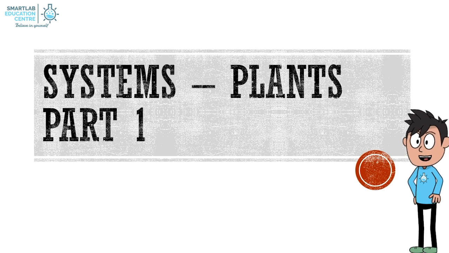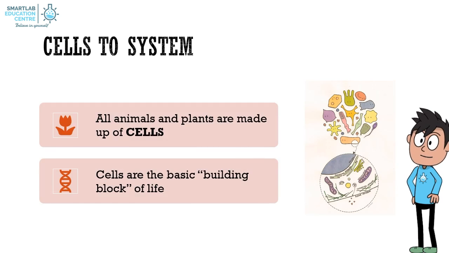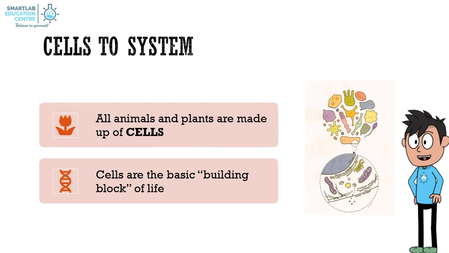Systems, Plants Part 1. Cells to system. All animals and plants are made up of cells. Cells are the basic building block of life.